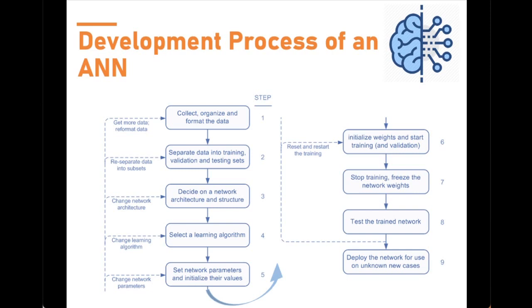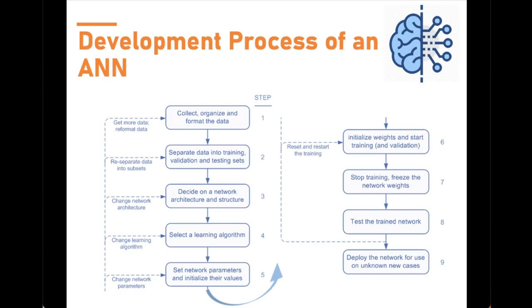One thing that you should note is that the development process of a neural network is not always linear as shown here in this slide. It can involve many iterations between steps to refine and improve the model's performance. Okay, let me give you a quick explanation of each of those steps.